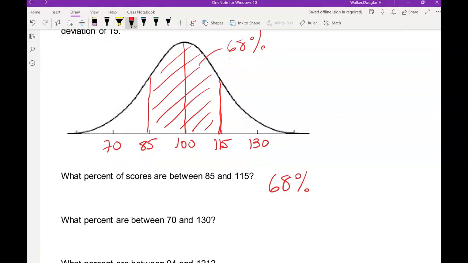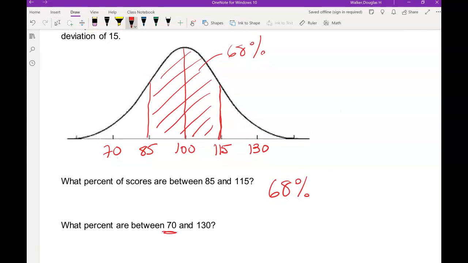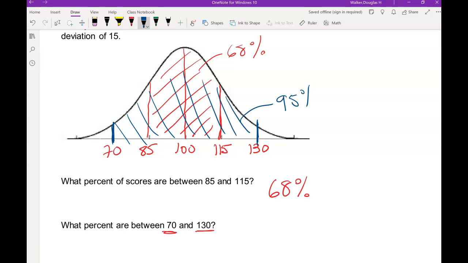The next question here is, what percent are between 70 and 130? Switch colors again. Well, that's out plus or minus 2 standard deviations. And like we talked about before, that gives you 95% of your population. So it turns out 95% of IQ scores are between 70 and 130. There's only about 2.5% then of IQ scores greater than 130 and 2.5% less than 70.